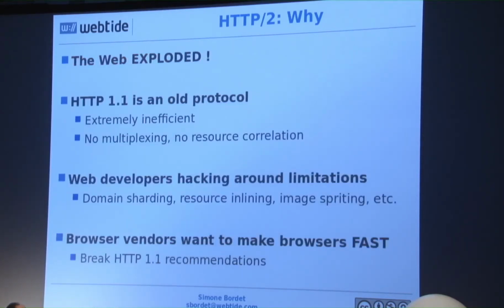And during those past 20 years, HTTP 1.1 has become an old protocol. It's extremely inefficient for today's web. There is no multiplexing. There is no resource correlation. And we'll see in a second what these two terms mean. Web developers are now using what are called best practices for making pages faster.